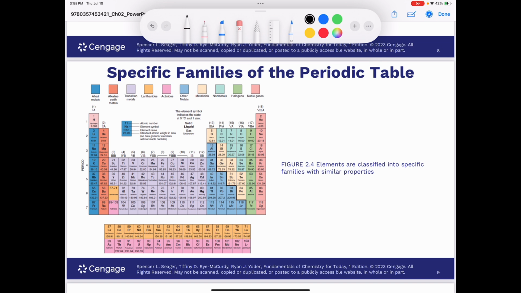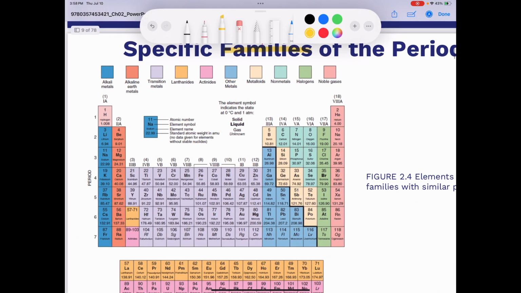Okay, there are a few specific families, and remember I told you groups is the same thing as families. They mean the exact same thing. Groups, families, synonymous. There are some specific families or groups in the periodic table that you need to know, and I'll tell you exactly which ones you need to have memorized. The ones I'll put a red check mark on are the alkali metals, which is group 1, except for hydrogen.